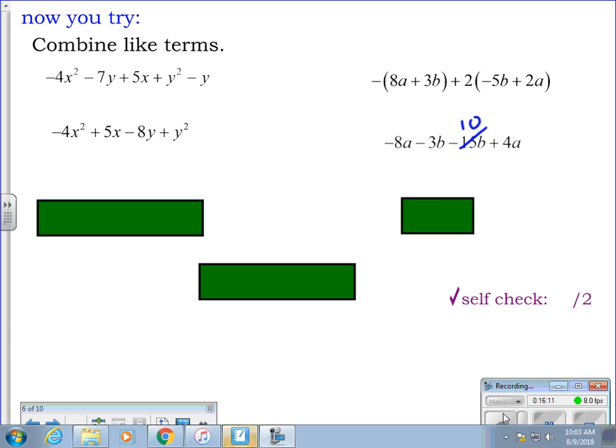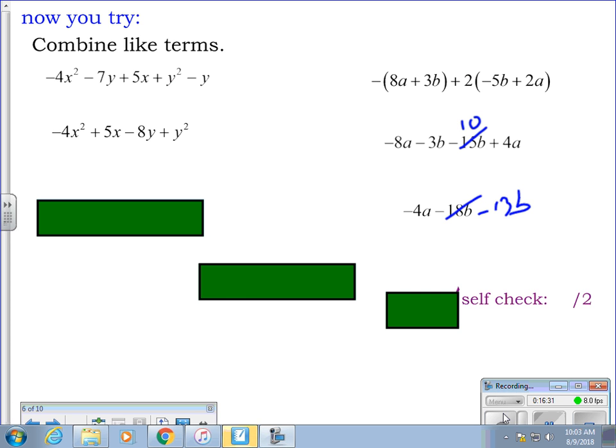Yeah. And so when I get down to here, that's not negative 4b. What should that be? Or sorry, the negative 4a is correct, and this should be negative 13b. My bad. Any questions on this? Okay.